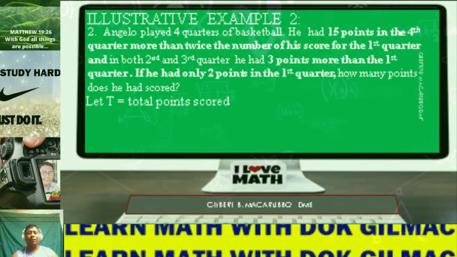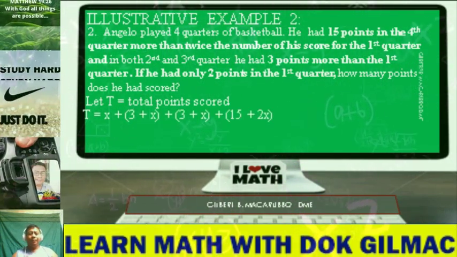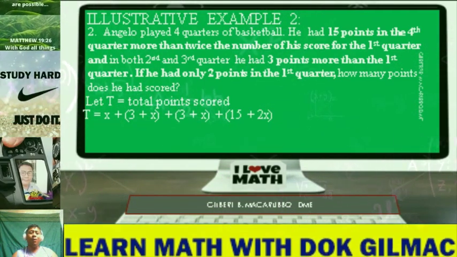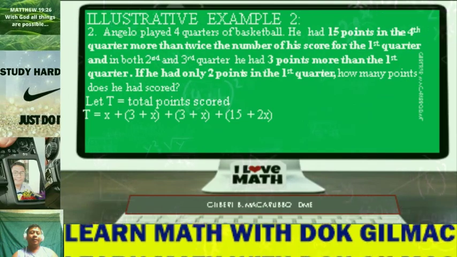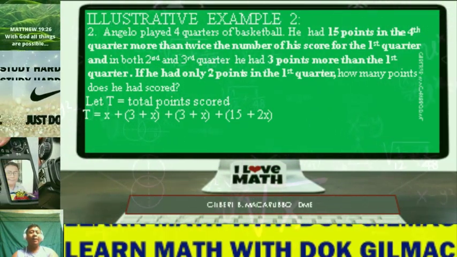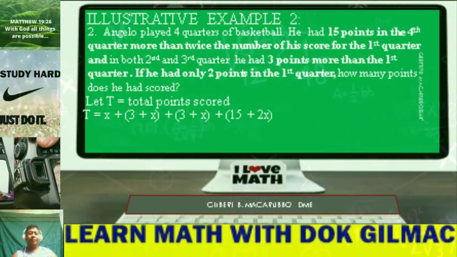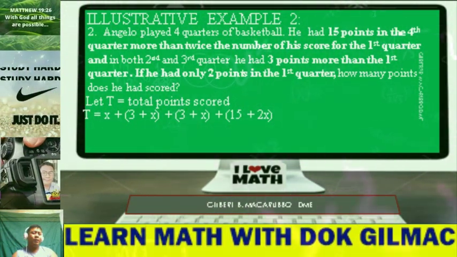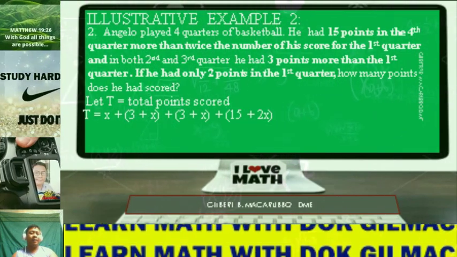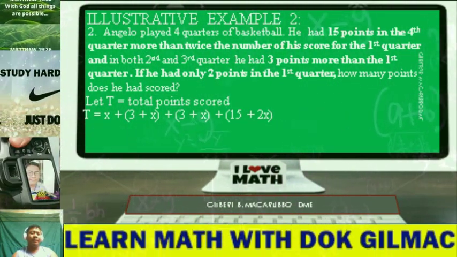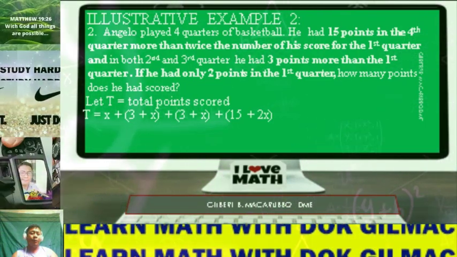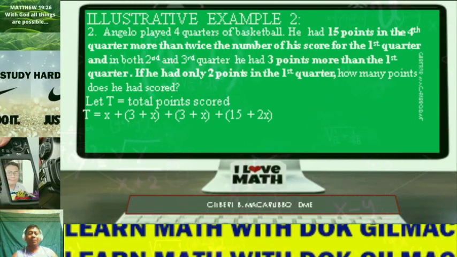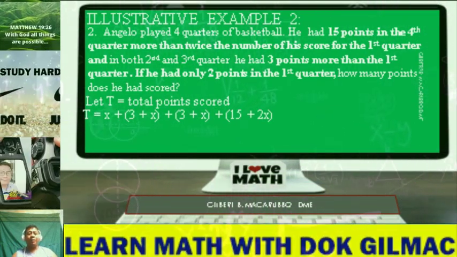Total points scored. Take note, T is simply equal to the whole 4 quarters Angelo scored in playing basketball. It is given here that Angelo scored 2 points in the 1st quarter, wherein we represented the 1st quarter to be equal to x. So let us just substitute x equals 2 in the given equation.